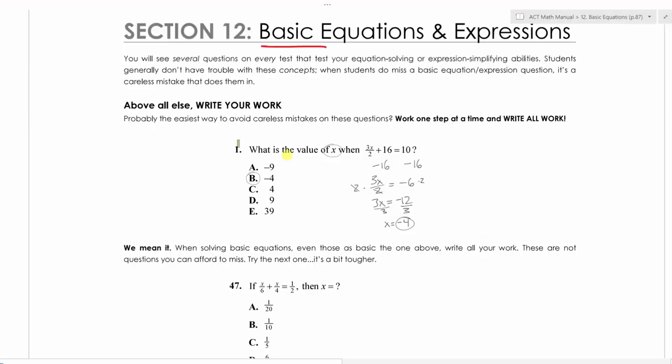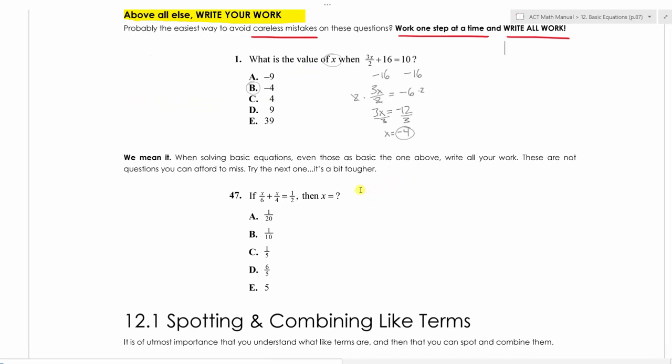As I have said, the basic equation questions on the test are generally very simple, very basic. However, they do provide many, many opportunities for careless mistakes. And if you are not being extremely meticulous, meaning working one step at a time, meaning writing out all of your work, you're going to make a careless mistake and you're going to end up missing a question that you shouldn't miss.